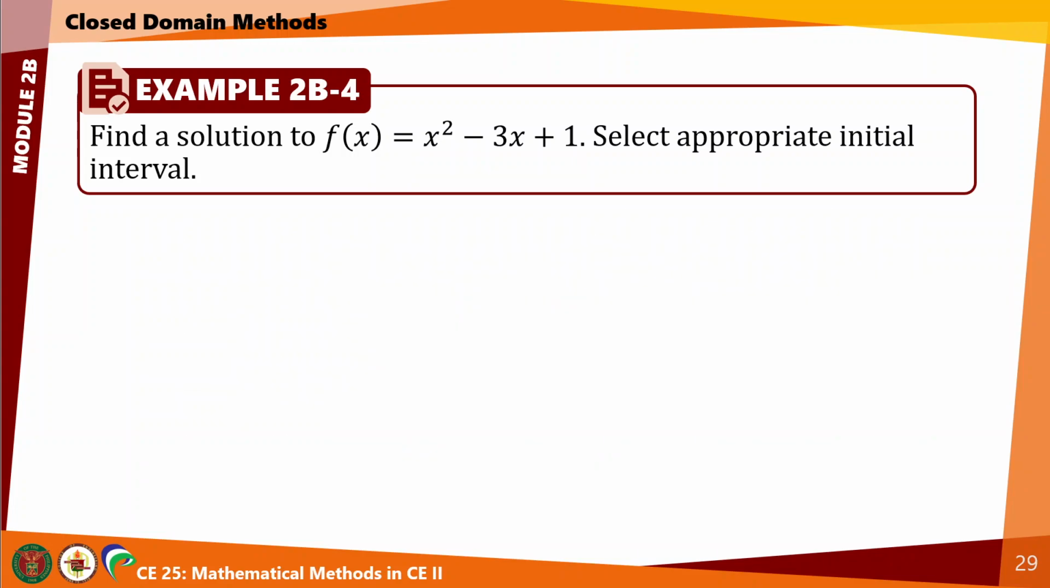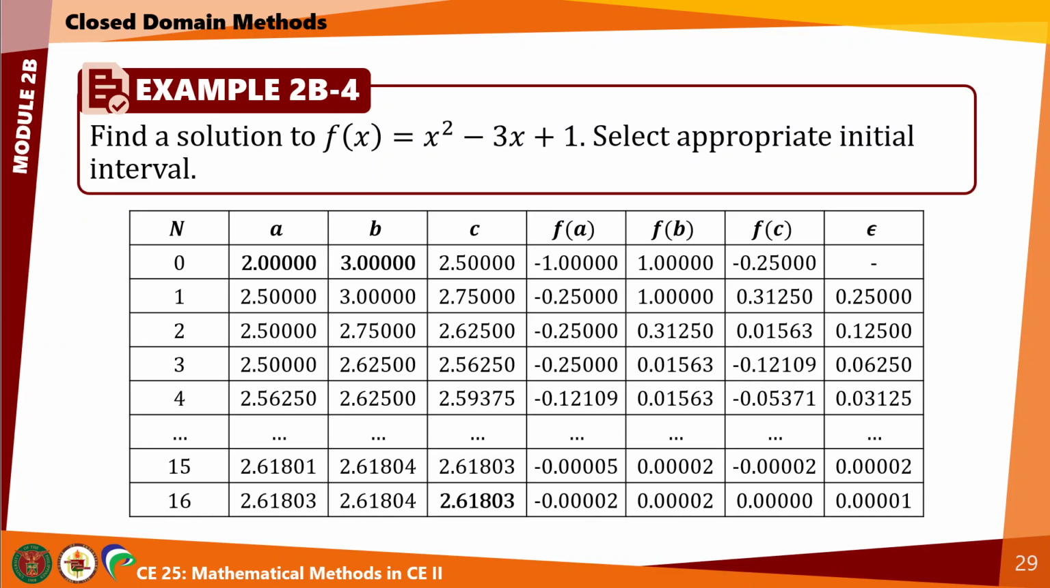If we try another interval, if you recall, nasa 2 point something. So, let's try 2 and 3. Okay, substitute natin yung 2 and 3. Kunin pala muna natin midpoint ng 2 and 3. We get 2.5. Okay. And then, substitute natin each value A, B, and C dito kay X. We get the following. Negative 1 kay f of A, 1 kay f of B, negative 0.25 kay f of C.